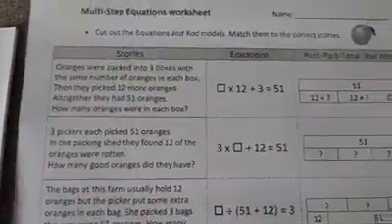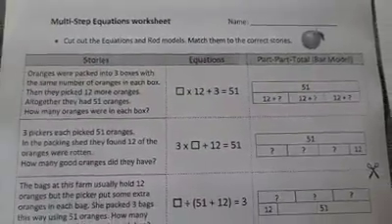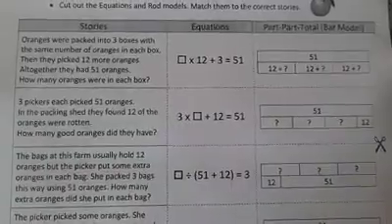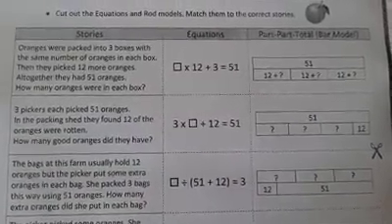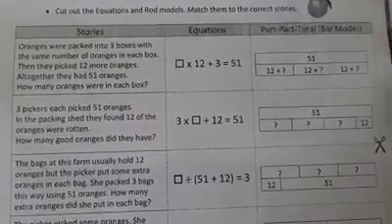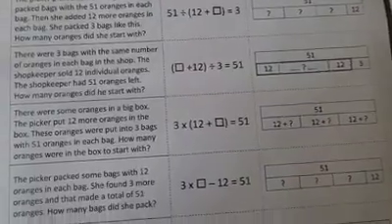Then recently, the last couple of weeks, I've been working on multi-step problems. So here's an example of a worksheet with multiple steps. Again, this is the same format as the one for multiplication that's got cut and paste. So you match the story to the correct word problem. These ones are all about oranges.